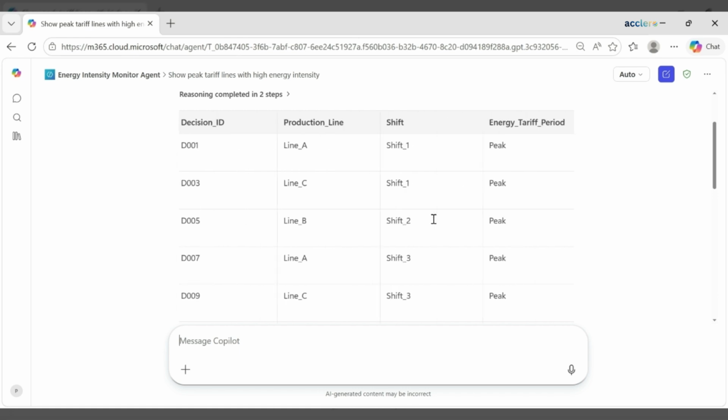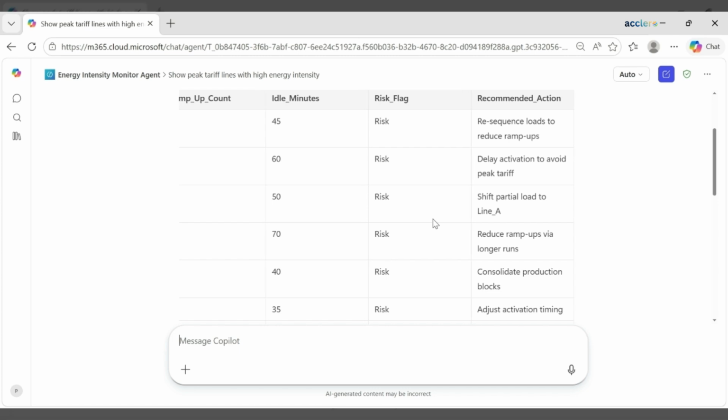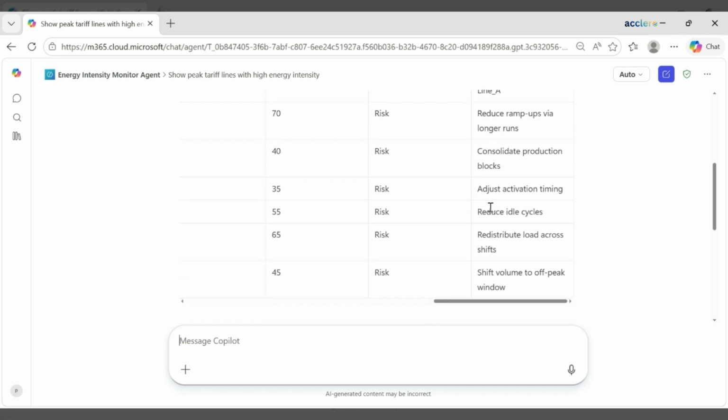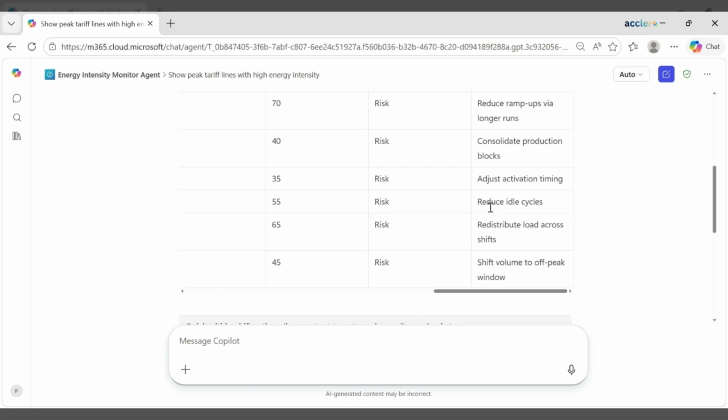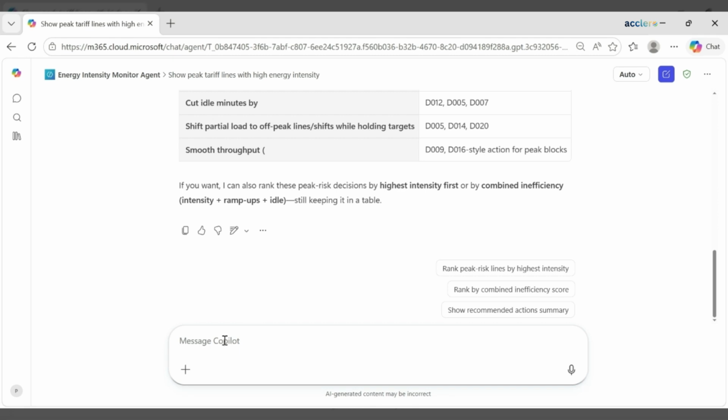So these risks are flagged early along with some recommended actions, such as load resequencing, delaying activation, and reducing the ramp up, helping to prevent the inefficient execution before it escalates.